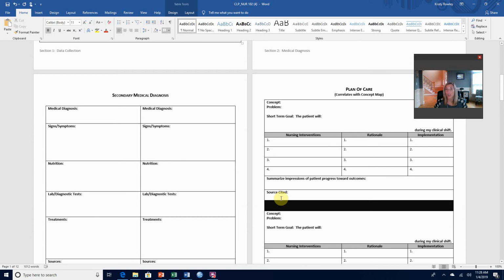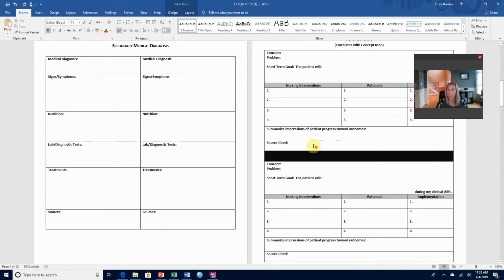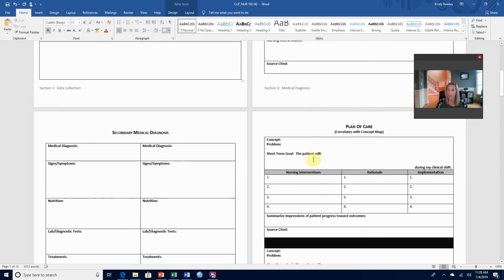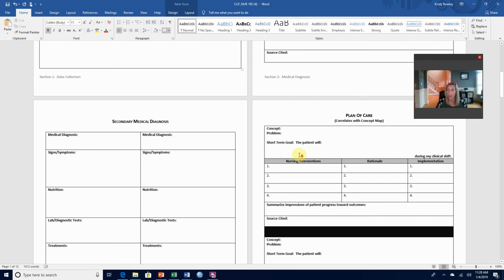One thing that did change from 101 to 102 is we eliminated the time sheet. So that little time sheet is now gone. So they don't have to do that, which I think is important in 101. In 102, I think they've got it down, so that's eliminated for them here.